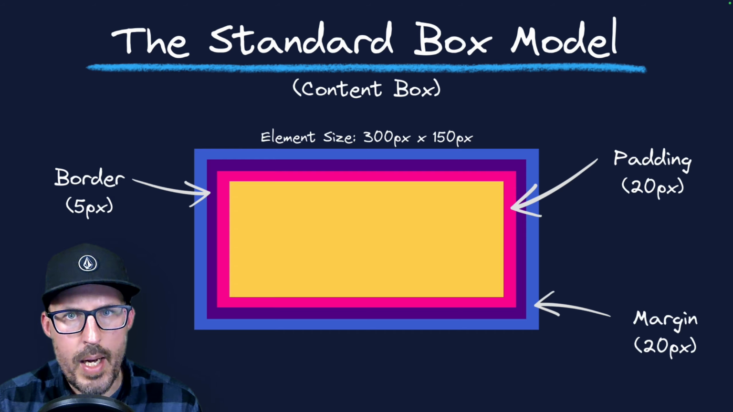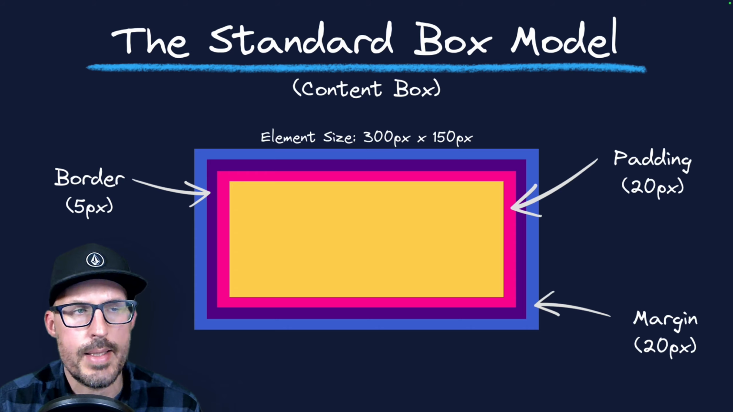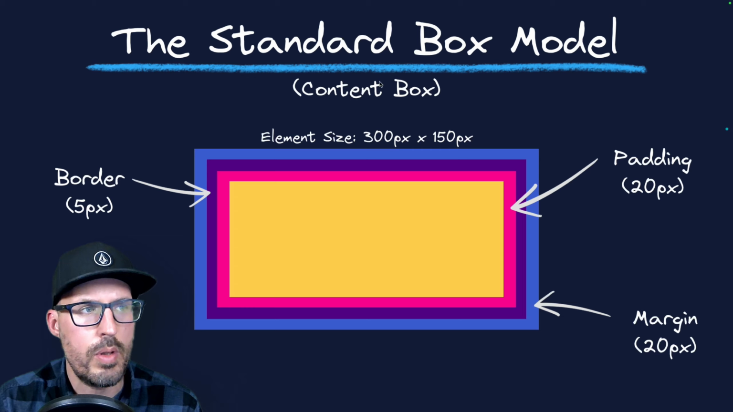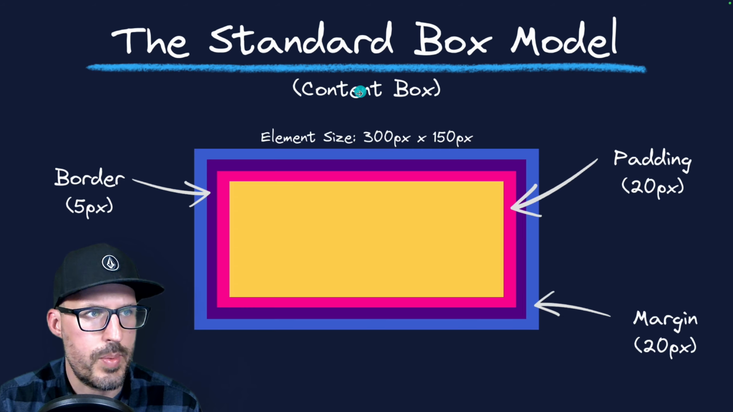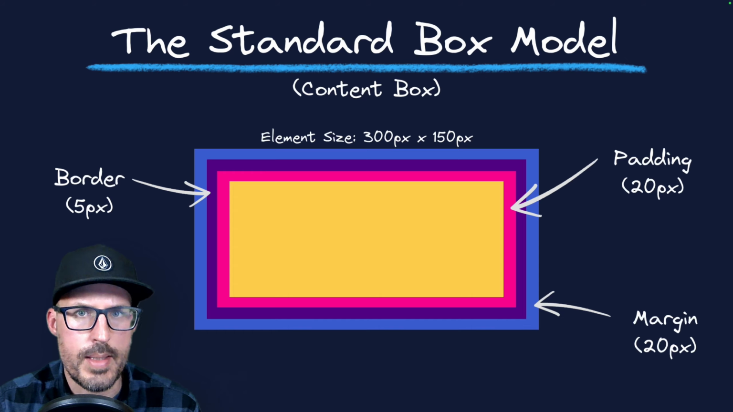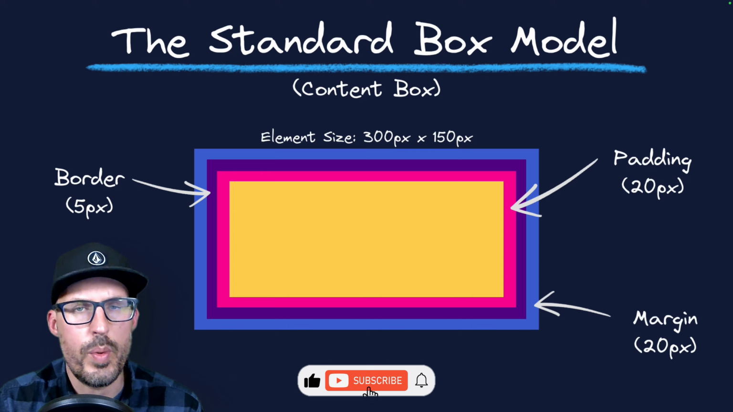Now in the standard box model, which is the default for every HTML element, assigning the width and the height to the element affects the size of the content area of the box, which is why this standard box model is called content box, which we can see right here. Now this can cause some confusion for those that are new to HTML and CSS, because you would think that setting something like the width to 300 pixels would mean the entire box is 300 pixels wide.